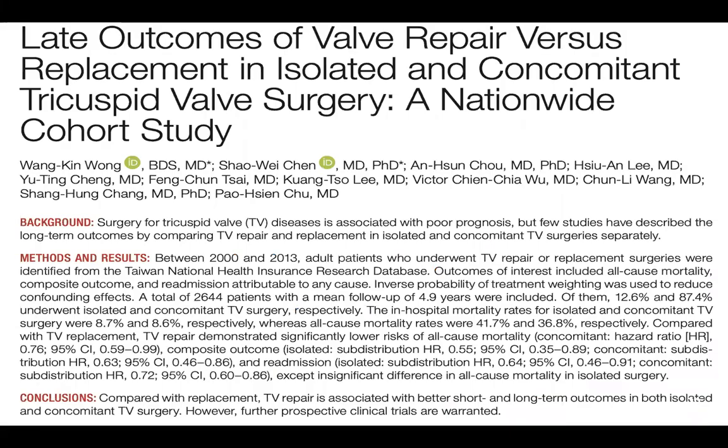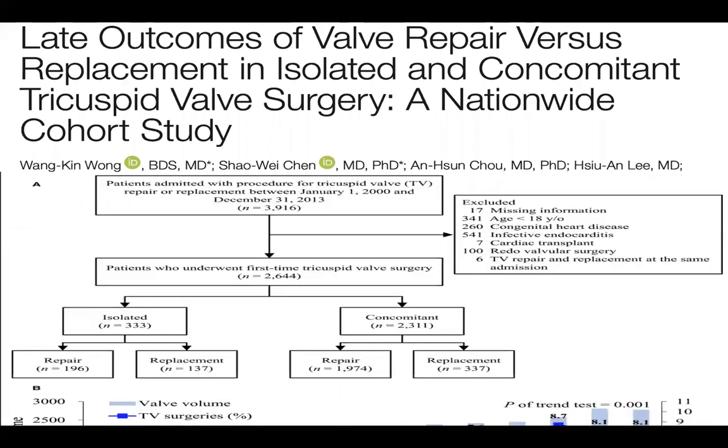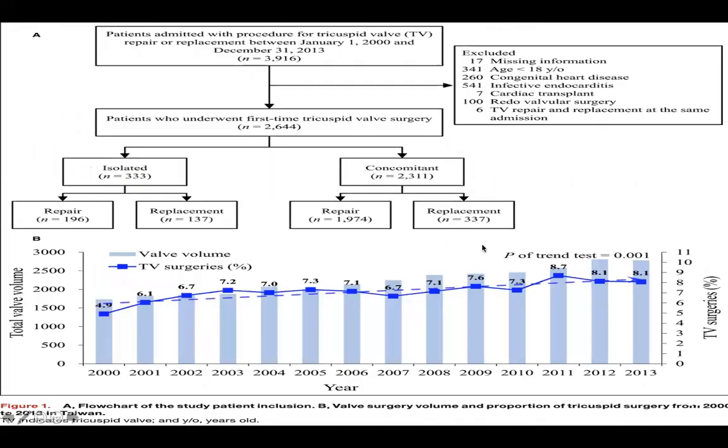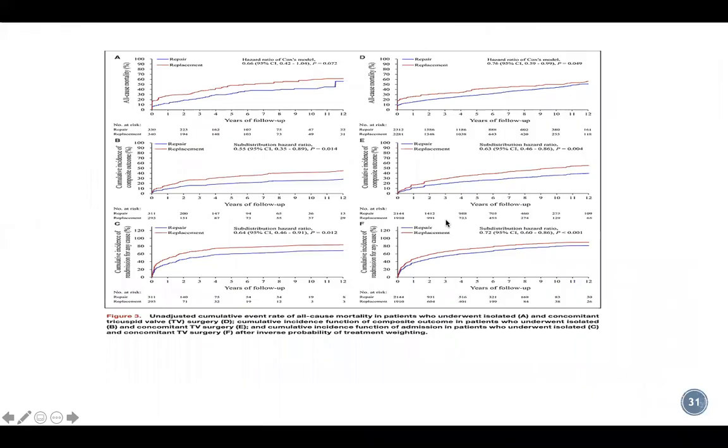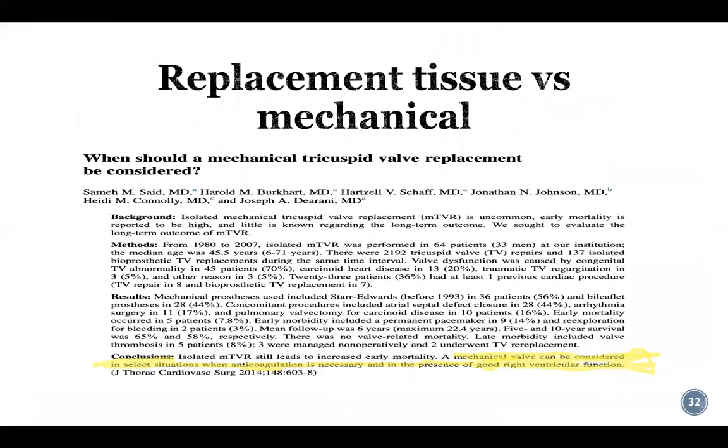In this cohort study from Taiwan, they found that concomitant procedure repair was 1,974 and replacement 337, and their analysis found that all-cause mortality as well as composite outcome and cumulative readmission from any cause favored repair over replacement. And in the paper also, the RV remodeling is better with repair.